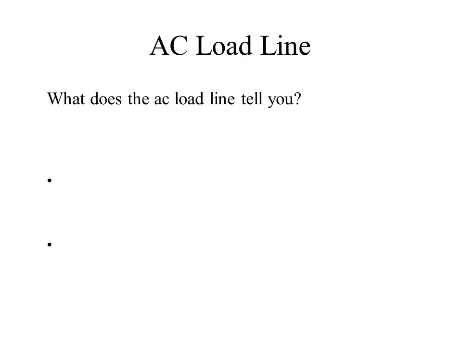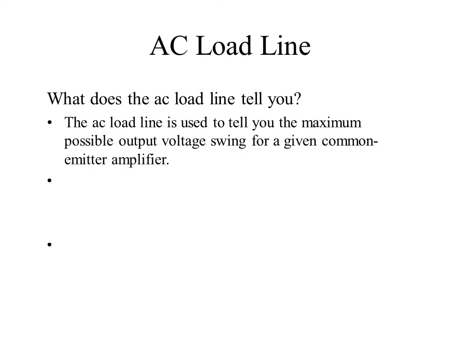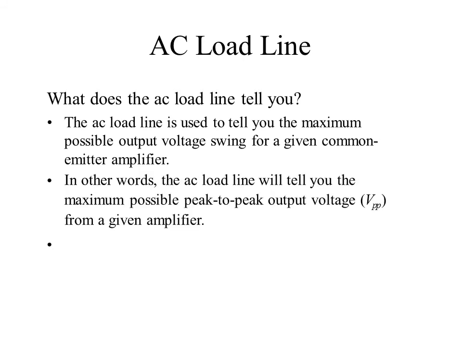So, what does the AC load line tell you? The AC load line is used to tell you the maximum possible output voltage swing for a given common emitter amplifier. That is, the AC load line will tell you the maximum possible peak-to-peak output voltage from a given amplifier. What peak-to-peak output voltage is possible from an amplifier, and how much peak-to-peak AC voltage is available in the output, can be predicted from the AC load line. With that only can we design our amplifier.